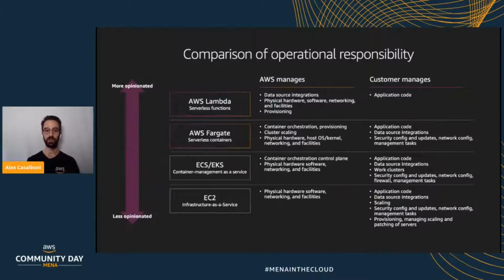If you focus on compute alone, that's even clearer. You can go from EC2 to ECS and EKS with managed containers, and even Fargate, which is something between containers and Lambda, where you don't have to manage infrastructure or the cluster, all the way to Lambda, where all you need to take care of is your application code. So always think about this comparison of operational responsibility. Where do you want to position yourself? Where do you want to invest your resources and your time?